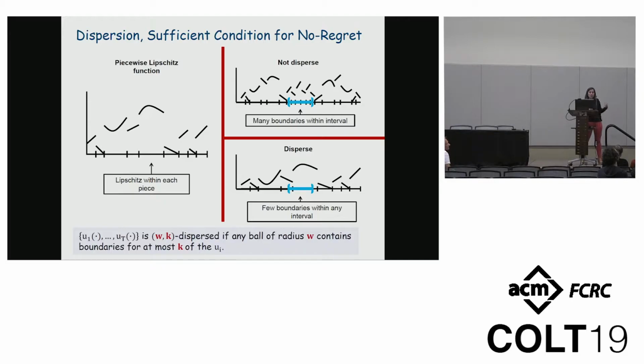Roughly speaking, we impose that the discontinuities of the corresponding cost functions are dispersed. They are not too concentrated. And that's sufficient to achieve no regret. We show that for many of the algorithm families that I mentioned, under natural conditions, either about the algorithm family or about the input instances, the corresponding cost functions are dispersed, and so you can achieve no regret.